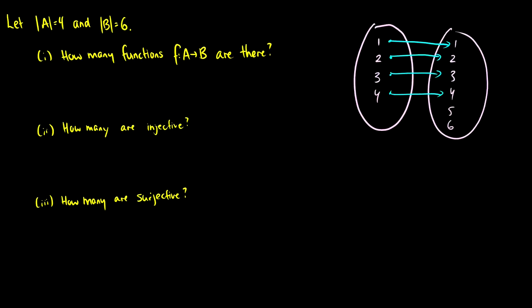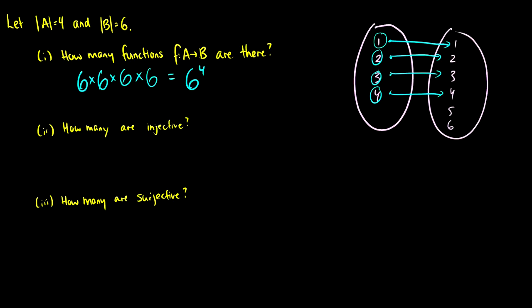Well, it says that everything in our domain must map to something in our codomain. So let's think about this. Our first element has 6 options it can map to. Our second element also has 6 options it can map to. Our third one has 6 options it can map to, and our fourth one has 6 options it can map to. Therefore, our result is going to be 6 to the 4.